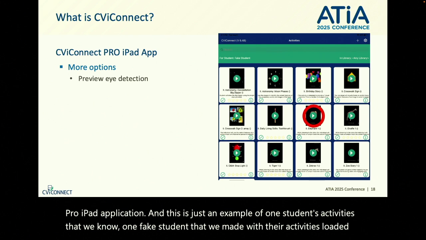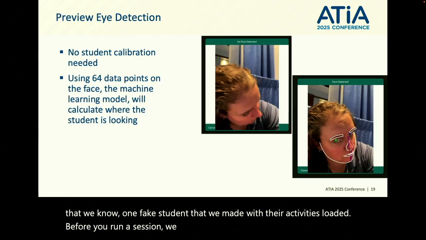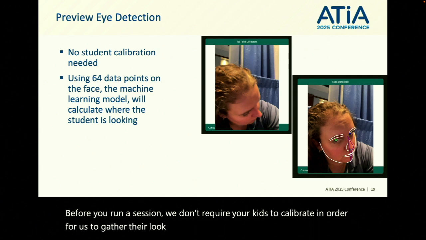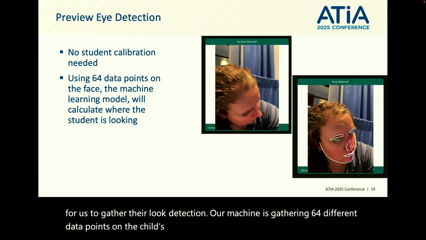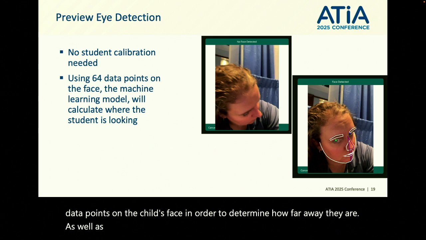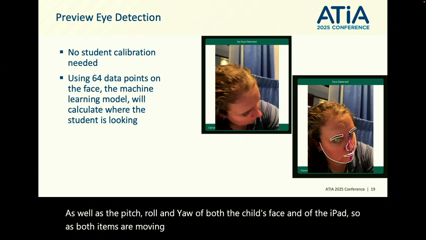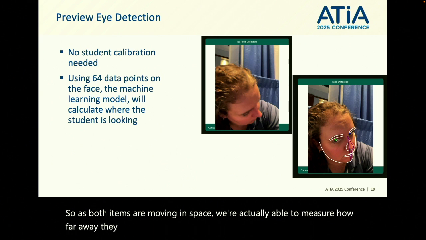Before you run a session, we don't require your kids to calibrate in order for us to gather their look detection. Our machine is gathering 64 different data points on the child's face in order to determine how far away they are, as well as the pitch, roll, and yaw of both the child's face and of the iPad. So as both items are moving in space, we're actually able to measure how far away they are from each other and determine where they're looking at the screen.